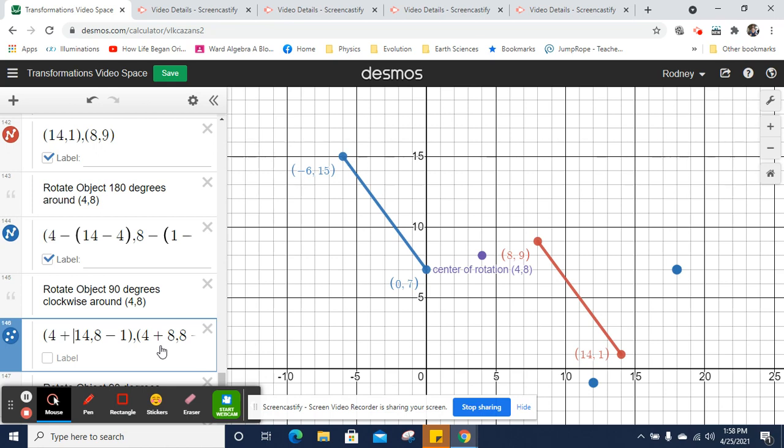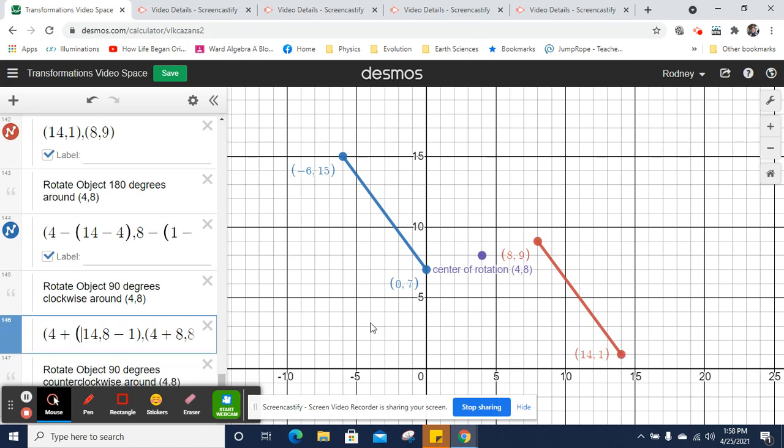Let's see. That's the 14, point. So what I want is the change in the y. So I'm adding the change in the y. So that's 1 minus 9. So 1 minus 9 is the change in the y. And over here, it's going to be 8 minus the change in the x. So that's going to be 14 minus 4.